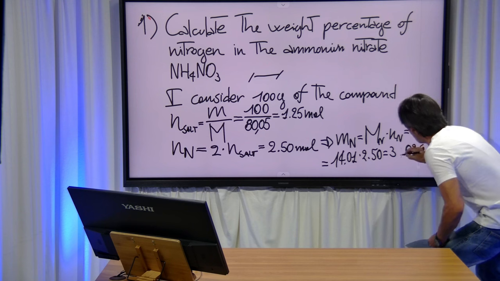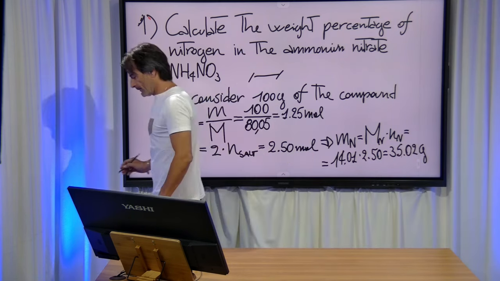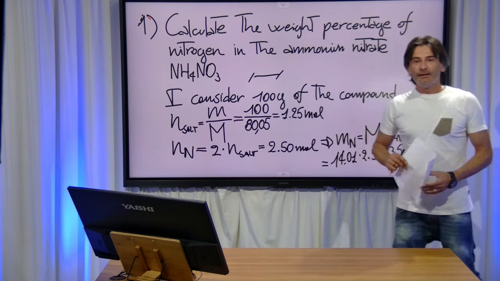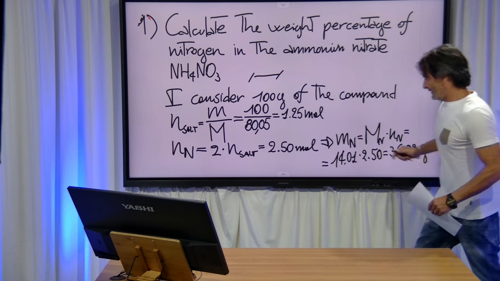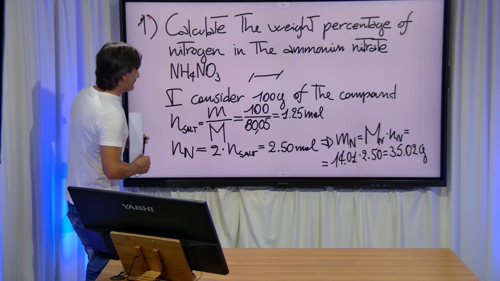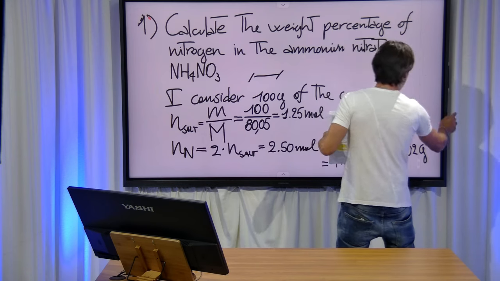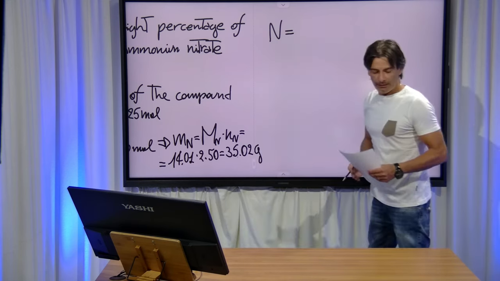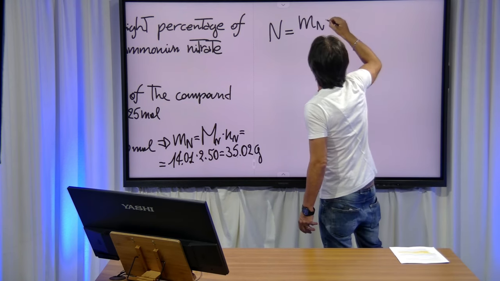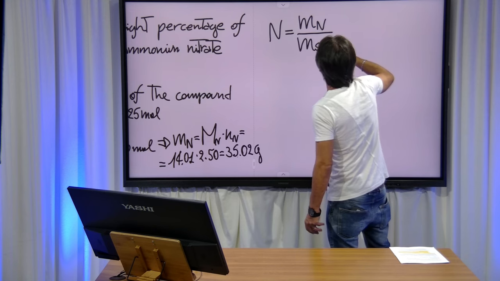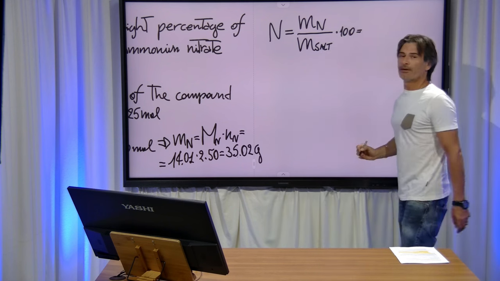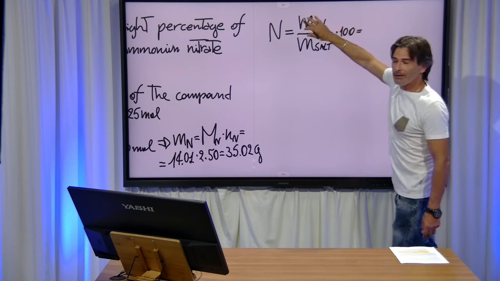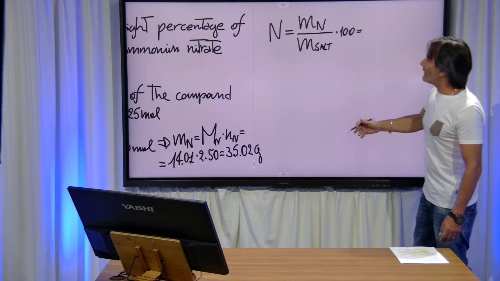I have inverted the number. 35.02. Perfect. So, as I choose the base of my calculation, this is just the percentage I'm searching for. I can do this. Okay. To define the percentage of nitrogen, I can write mass of nitrogen divided by the mass of the compound, of the salt, multiplied by 100. But the mass of the salt is 100. So numerically, the mass of the nitrogen is equal to the percentage.